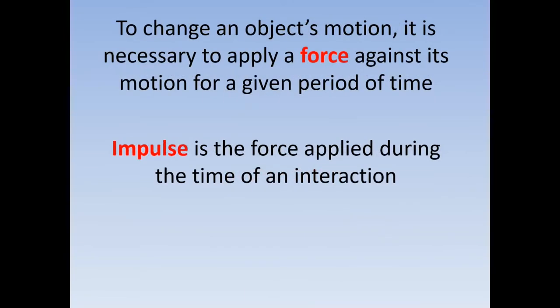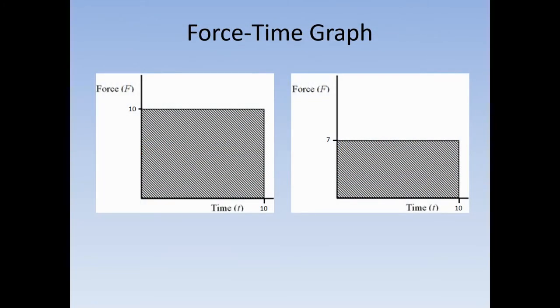The other important part of these interactions is the amount of time that the force is applied. And this is what we mean by the impulse. So we're taking all of the force that is applied during that interaction and the amount of time that is describing the impulse. We can represent the impulse using a force time graph. This is simply a picture of the amount of force being applied over a given time, which is the impulse.